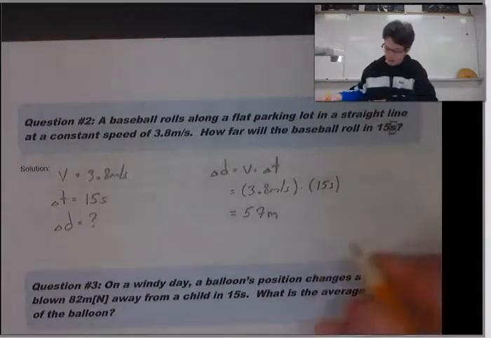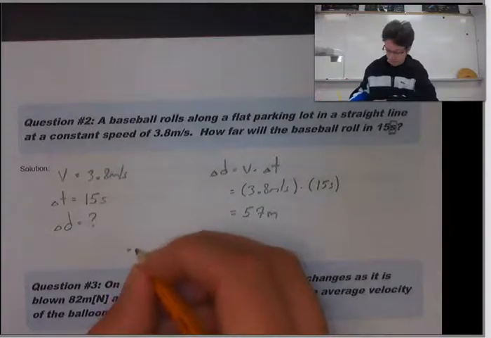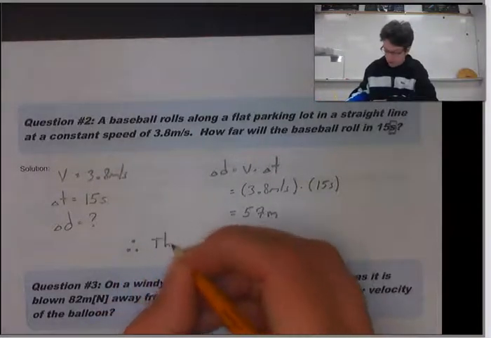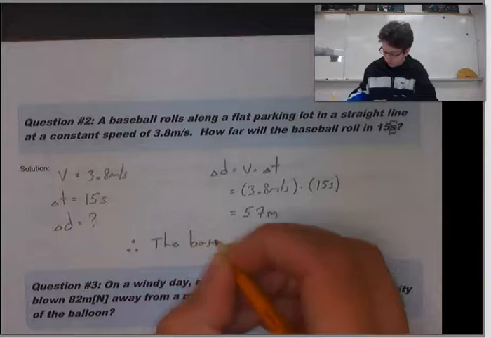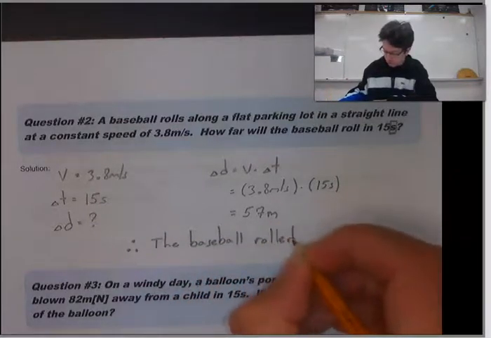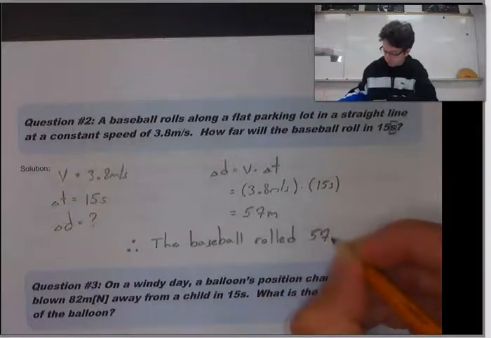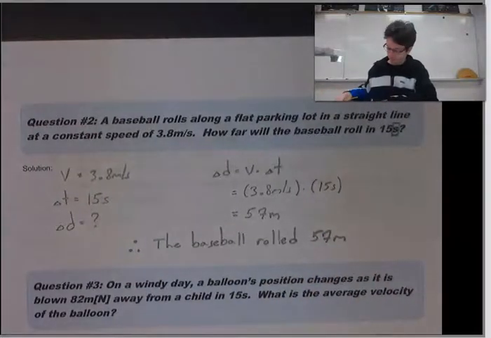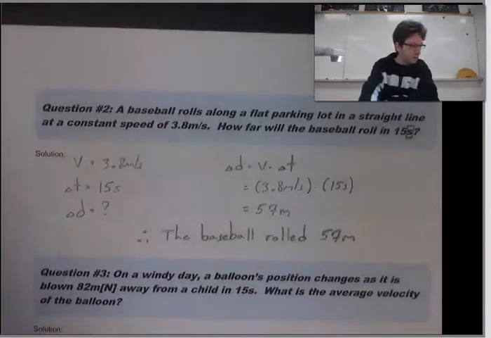Okay, and then we can paraphrase and write, therefore, the baseball rolled 57 meters. Okay, I'll just pause there.